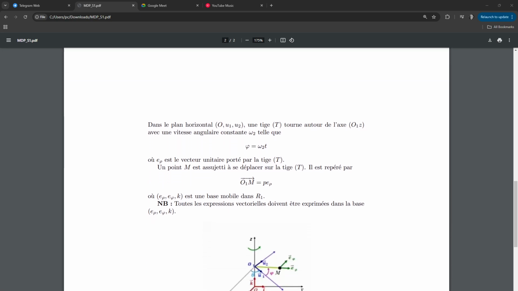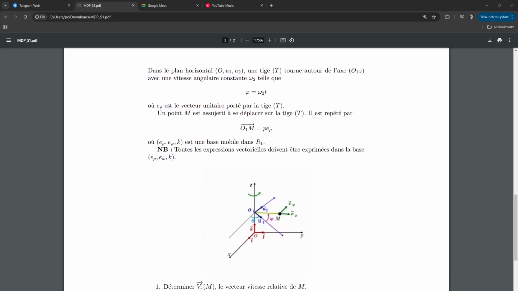So let's continue reading. And then dans le plan horizontal, or we can also look at the diagram that is here. Dans le plan horizontal (O1, u1, u2), une tige T tourne autour de l'axe O1 z.